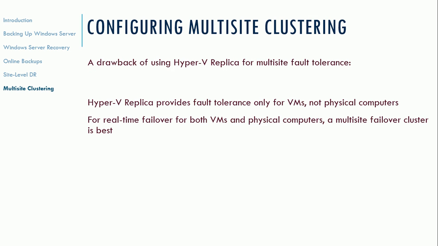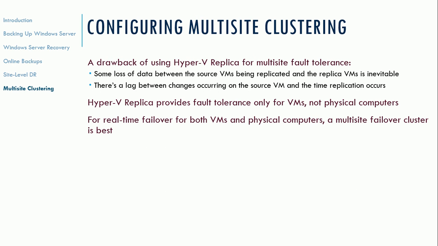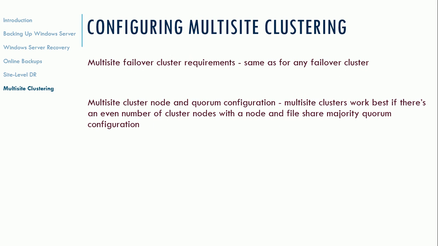All right. So configuring multi-site clustering. One of the drawbacks of using Replica for multi-site fault tolerance is that there's some data loss between the source VMs being replicated and the replica VMs because it's asynchronous. There's going to be some degree of lag or latency between a change being made on the primary VM and the secondary VM or the replica. So Hyper-V Replica provides fault tolerance only for the VMs, but not for the physical computers. For real-time failover for both the VMs and physical computers, a multi-site failover cluster is best.